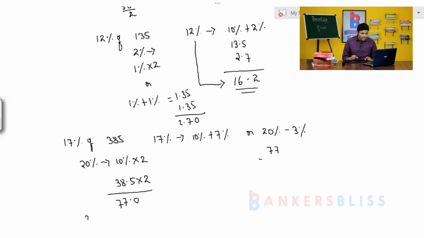So how to calculate 3%? That is 1% into 3. So 1% means how much? 3.85. 1% means 3.85 into 3 you have to do. So 5 threes are 15, 1 carry, 8 threes are 24 plus 1, 25, 2 carry over, 3 threes are 9, 10, 11. So 11.55. 11.55 you got. So now you subtract.